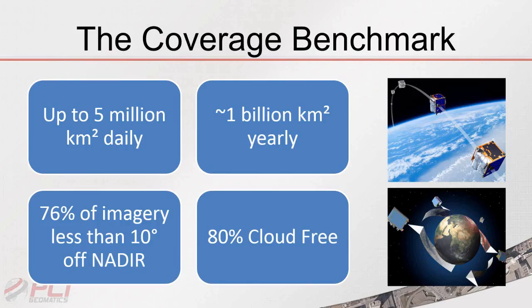So some of the characteristics of the system that make it unique for agriculture: we can image up to 5 million square kilometers on any given day, and we hit that benchmark almost on a daily basis. We image approximately 1 billion square kilometers per year, and one of the great things about the imagery built up in our archive is that 76% of the imagery is at less than 10 degrees off nadir, and in that archive, we have today approximately 6 billion square kilometers, 80% cloud-free.